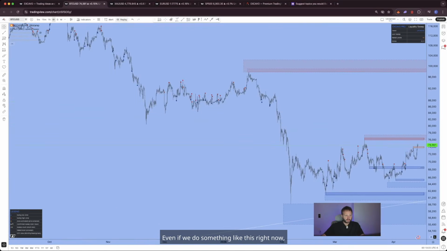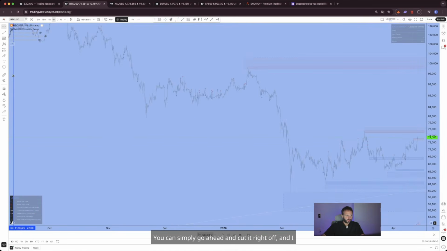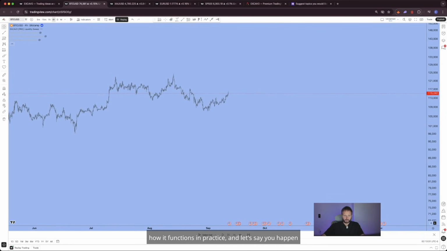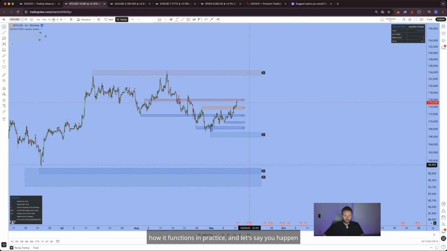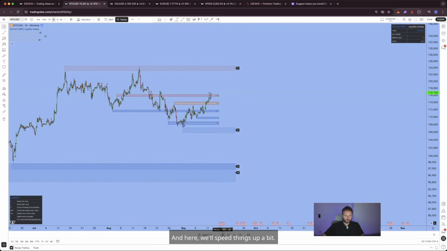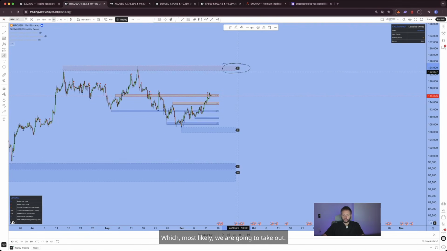Even if we do something like this right now, you can simply go ahead and cut it right off. I would highly recommend that you give it a try to see how it functions in practice. Let's say you see an image like the one shown here. And here we'll speed things up a bit. So what do we have here? We have this kind of zone here. That is daily liquidity, which most likely we are going to take out. In hindsight, we already know that most likely we will take it out.